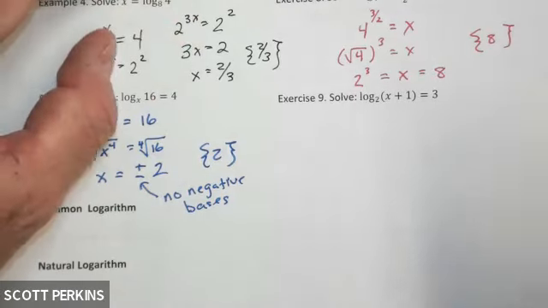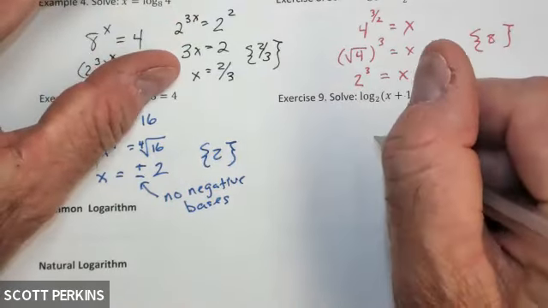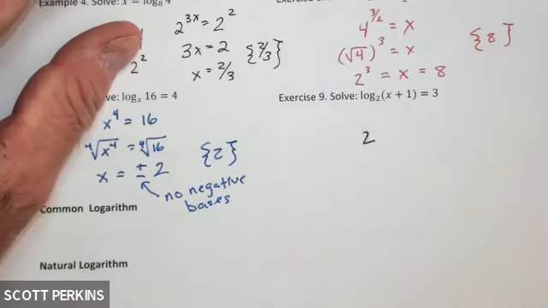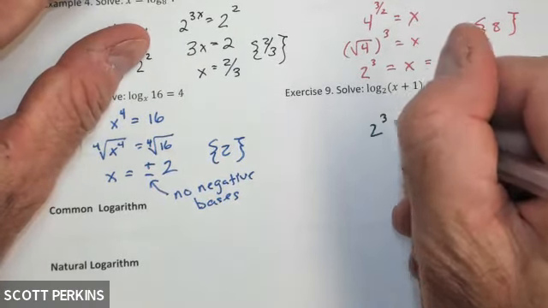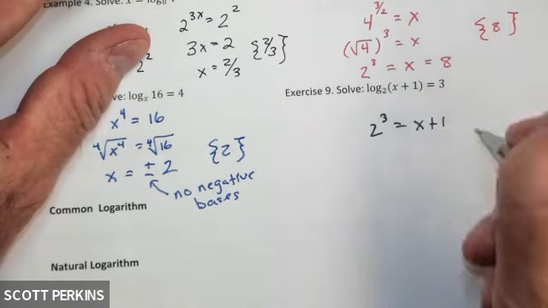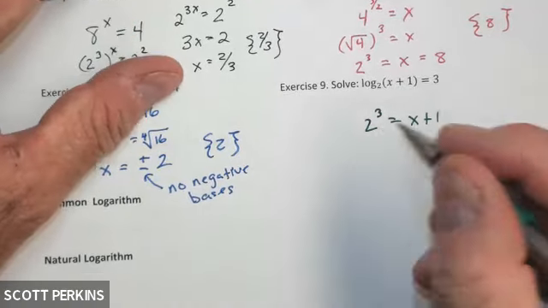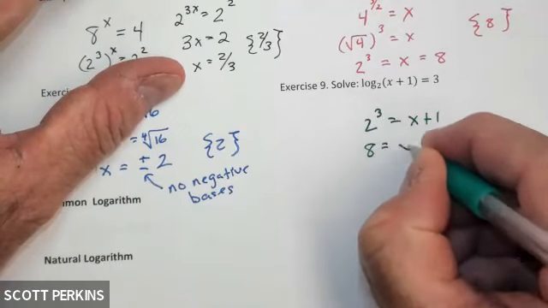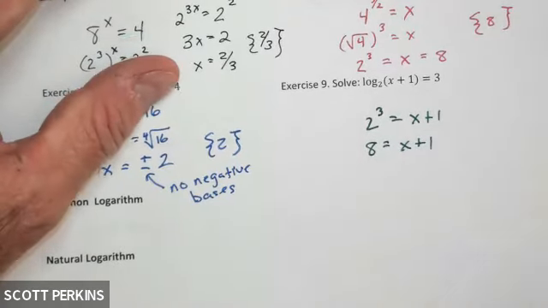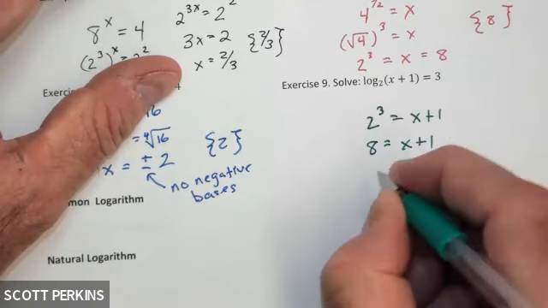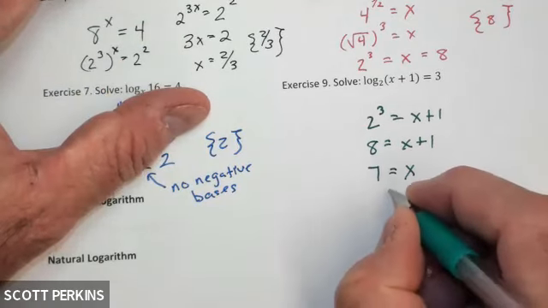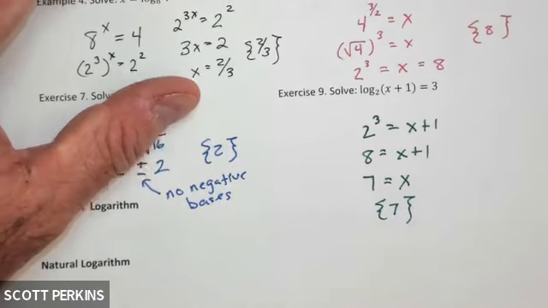All right, so one more time, what's the base? 2, perfect. And what's the exponent? 3, and that equals, great, the x plus 1. Well, this one's a little easier to solve than all the others. 2 to the third is 8. And then I'm going to subtract the 1 from both sides, and I get that the answer to this is 7.